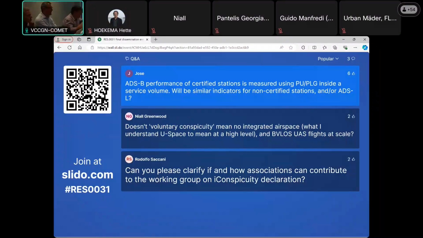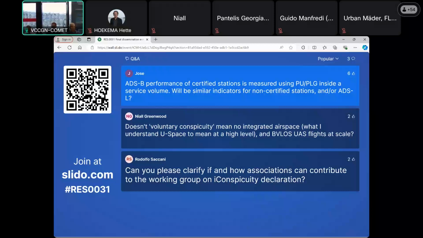Stefan, is there something we can complement, or maybe? I don't know, this is too detailed for me. PU-PLG, I can translate it, or colleagues from Europe. Well, it's probability of update and probability of long gaps. So there are two metrics that are used to make sure you have good deployment of ground stations, that you have good coverage and good detection, decodability of the messages. So you use those metrics to make sure that you can have coverage.